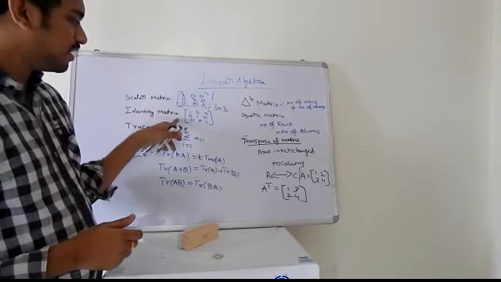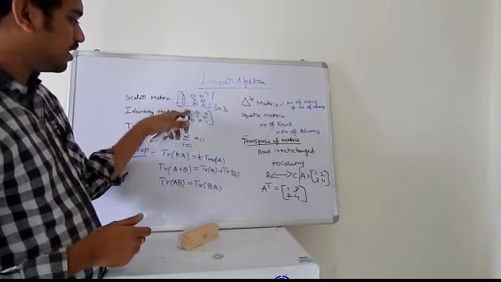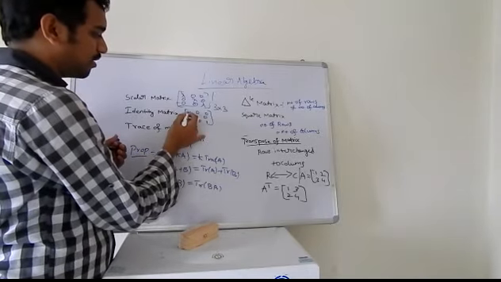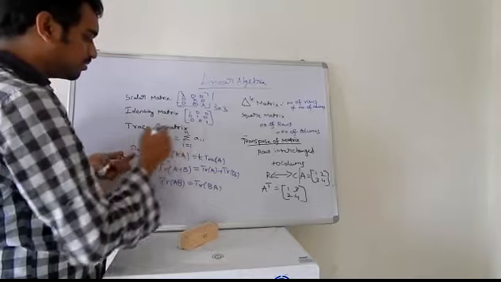In the identity matrix, the diagonal elements should be equal, and that value should be 1, so 1, 1, 1, 1. The remaining values should be 0.